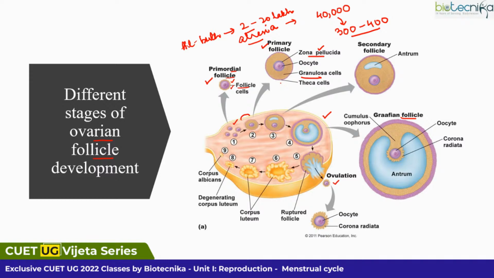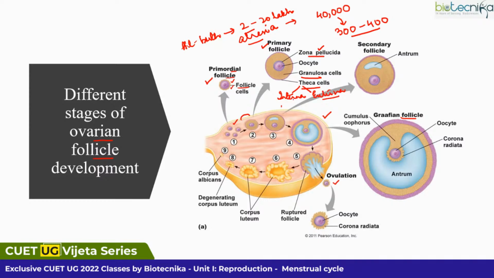Then at the outermost region, surrounding the granulosa cells, a layer of cells forms that is known as thecal cells. Further, these theca cells form the theca interna as well as the theca externa. These are known as interna thecal cells, and this will be known as externa thecal cells. So interna will be inner, externa will be outer.